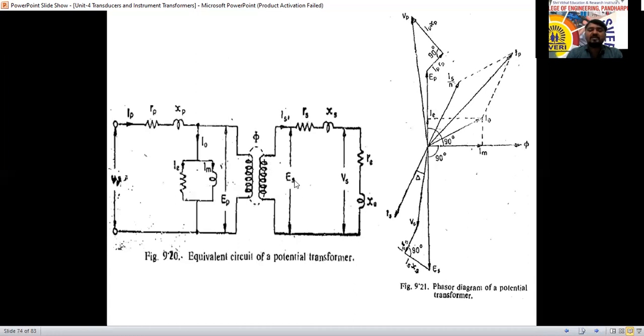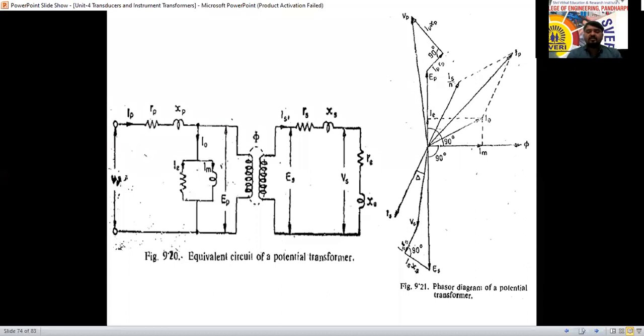Especially there is a difference between ES and VS here. ES is the total induced EMF in the winding. VS is the voltage drop across the load. Here we are using RE and XE as external loads. This is the external excitation system with loss current and magnetizing current, and the total exciting current is called I naught.